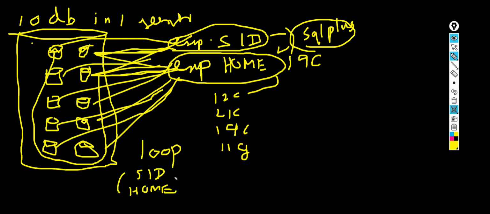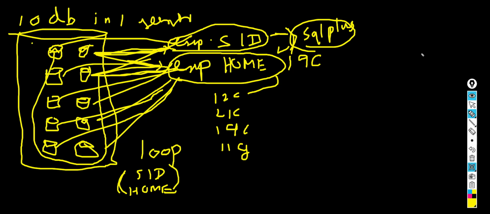If we put these values inside the loop, the script will automatically scan the SID and Oracle Home, iterate over all these databases, and connect to SQL Plus one by one, then give you the results. So this is the high level view of looping the values of Oracle SID and Oracle Home.